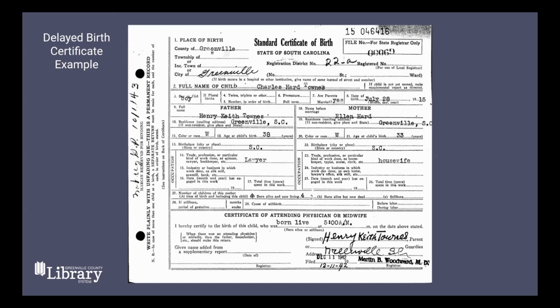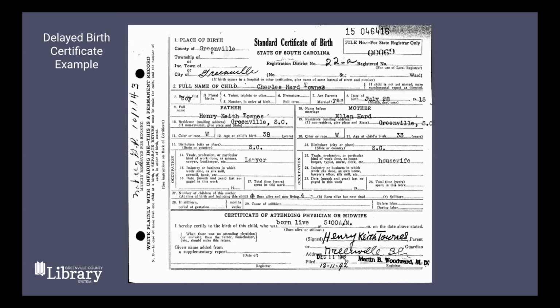Sometimes the record may have been lost or destroyed somehow. I had an ancestor where the record had been lost and they ended up having to get a delayed birth certificate. So just because you have an ancestor that was born in South Carolina prior to 1915, that does not mean that they might not have some type of birth certificate. It may just be a delayed birth certificate, which is the case here.